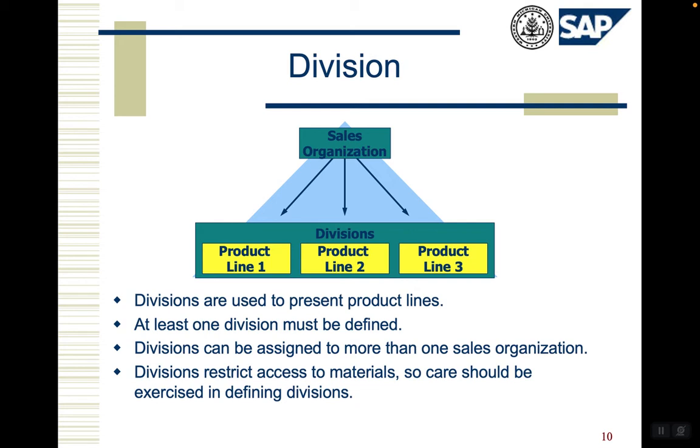One thing that happens when you create the divisions is there are limitations on material. If you have a product, only one division can sell one type of product. So if somebody says, okay, well, I'll sell it here and I'll sell it here, it doesn't work that way. You have to have an assignment of a specific product to a specific division.